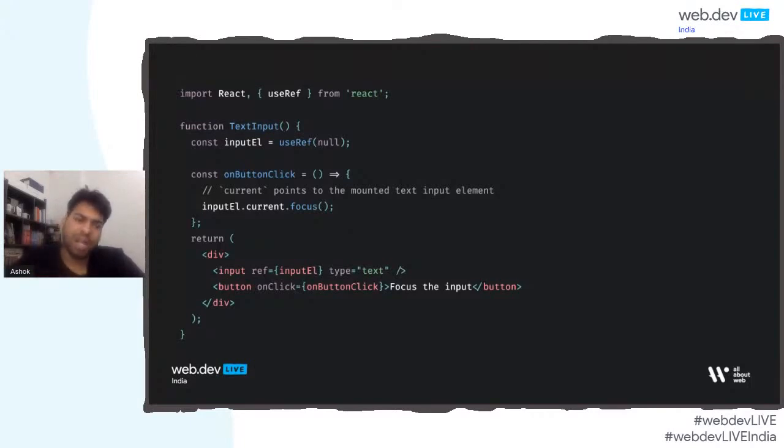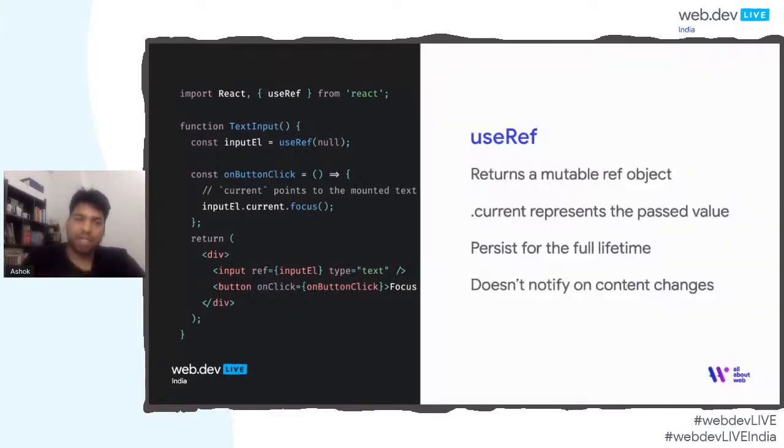So it's something like, if you want to access a DOM node inside a React component, and then you want to use that DOM node to do certain DOM operations, you can do that by using this. The way it works is it's a mutable ref object, and .current represents the passed value. So if you're passing null, then it's going to be null, and then that null gets replaced with the actual element.